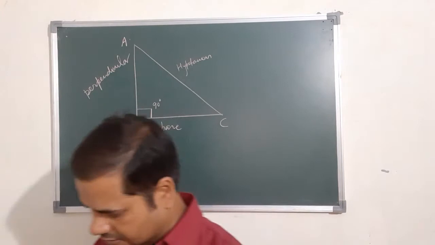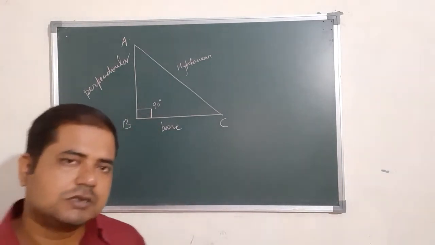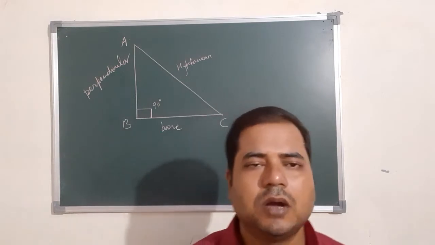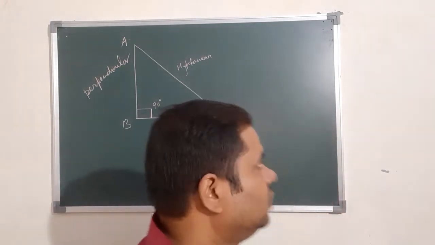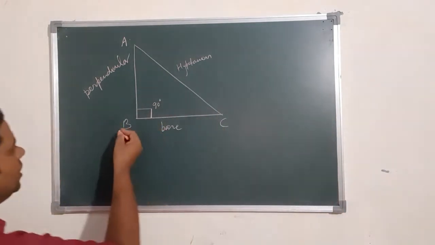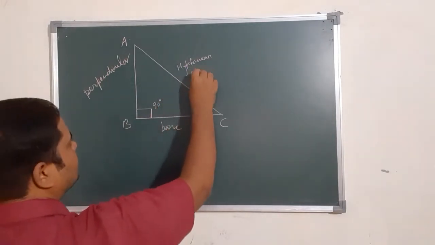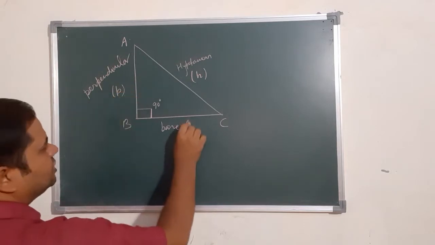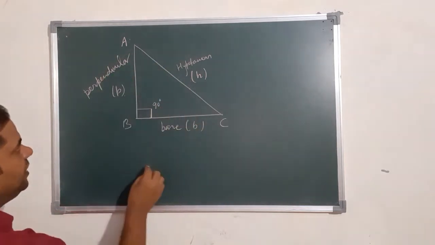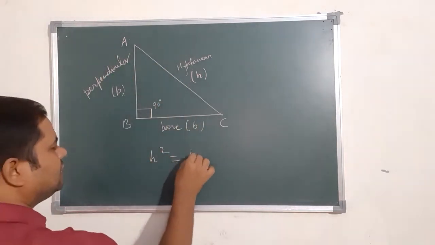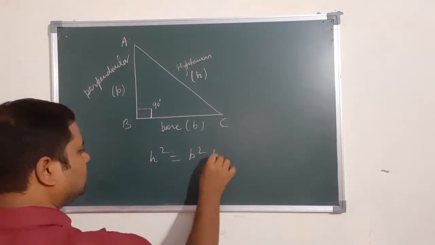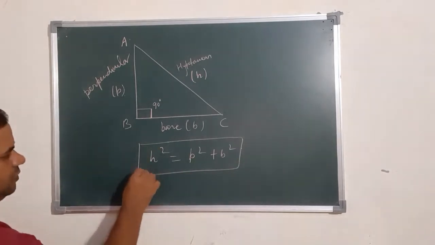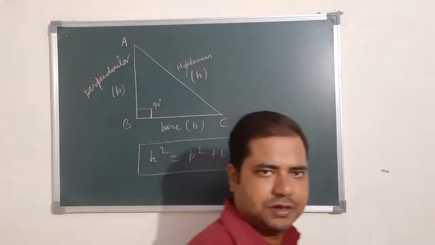And in the last chapter, Triangles, we learned about the Pythagoras theorem. If we use the Pythagoras theorem here, and hypotenuse is h, perpendicular is p, base is b, then the relation between hypotenuse, perpendicular and base is h square equals p square plus b square. So this is the Pythagoras theorem which we use here.